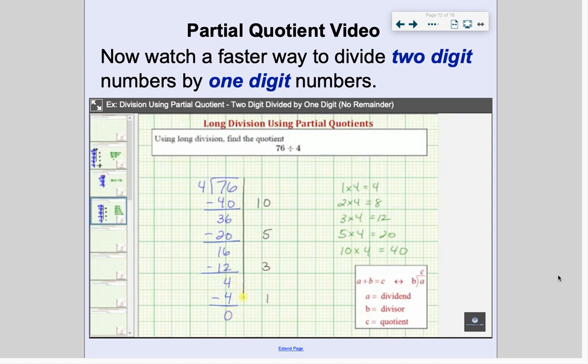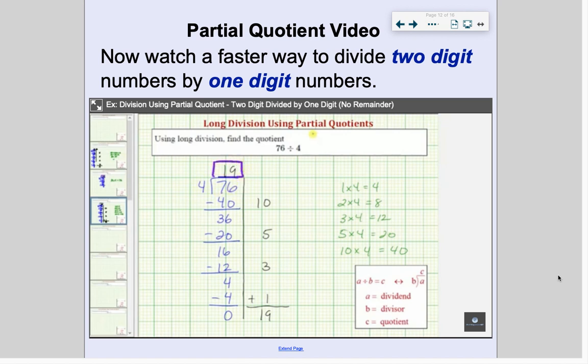Now we want to sum the partial quotients on the right. 10 plus 5 plus 3 plus 1 equals 19, which means our quotient is 19, and we don't have a remainder, and therefore 4 is a factor of 76.